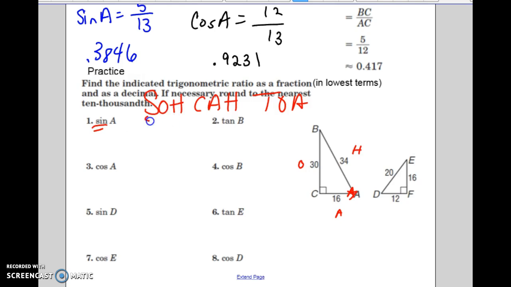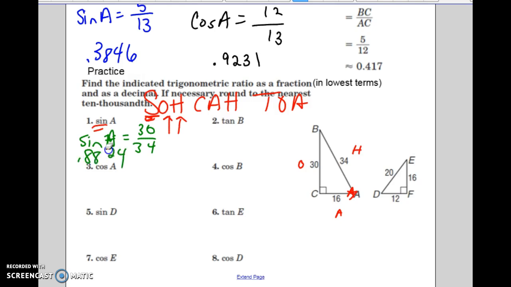Okay, I'm looking for sine, so it's opposite over hypotenuse. What's your opposite? 30. Good, so you're going to write the sine of A equals 30 over 34. And then 30 divided by 34 is what? 0.88 what? 24.